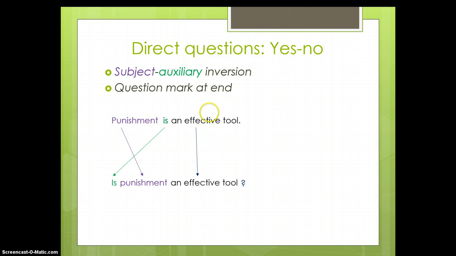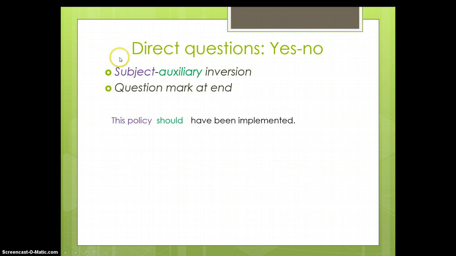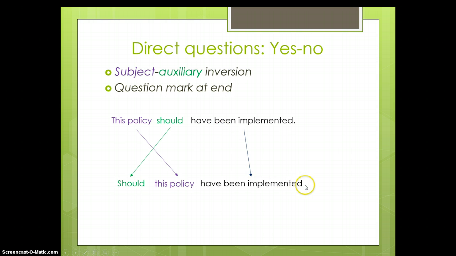Okay, one last example of a direct question. This policy should have been implemented. I chose this one just to show that you might have up to maybe 3 or even more auxiliary verbs. In this case, we have should, have, been. But once again, it's just the first one that we move to the beginning. Oh, well, it looks like I decided to move the subject here. Well, okay, that's fine. There! Now we've moved the auxiliary to the beginning. And then the remaining part of the sentence is unchanged, and we finish it with a question mark.